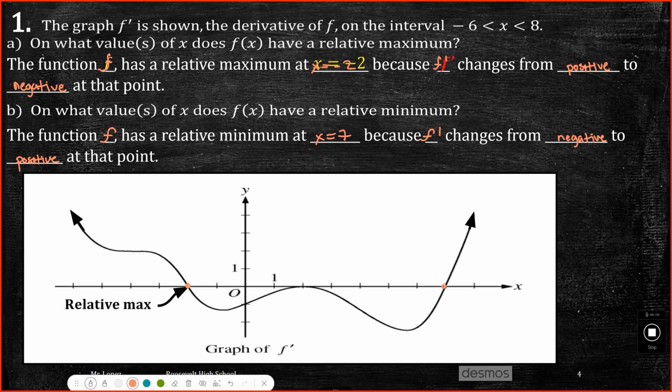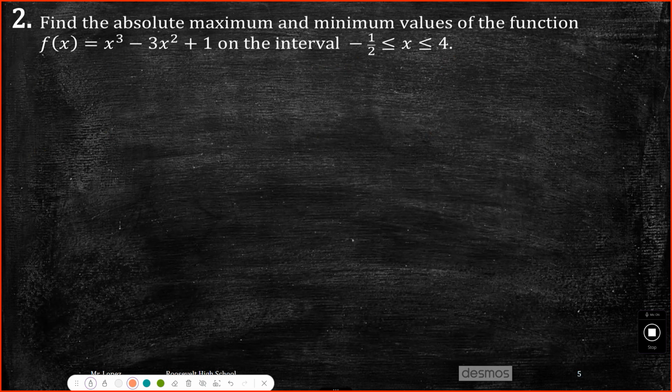f has a relative maximum at x equal -2 because f prime changes from positive to negative. f has a relative minimum at x equal to 7 because f prime changes from negative to positive. Yes, good. Yeah, be very careful with this because on the AP when you take it, and that has a good reason for that. Number 2, and they actually make sense.